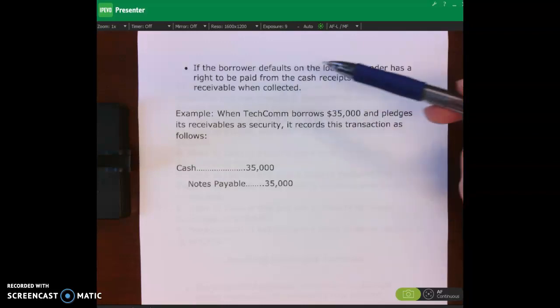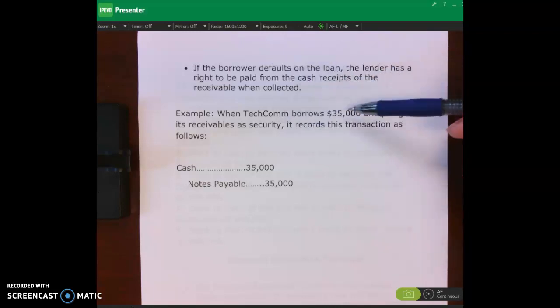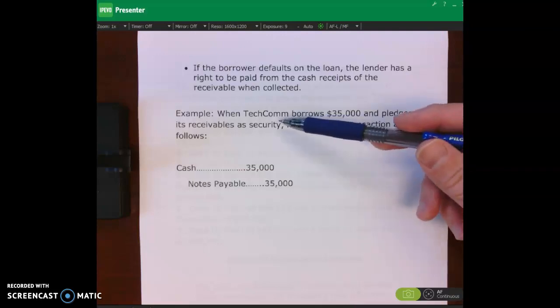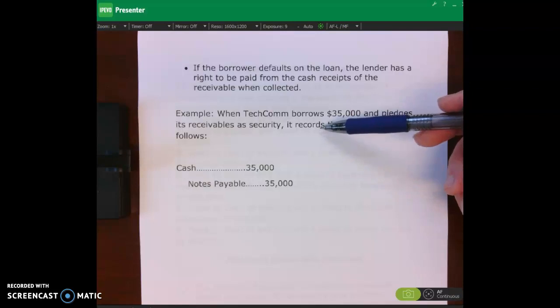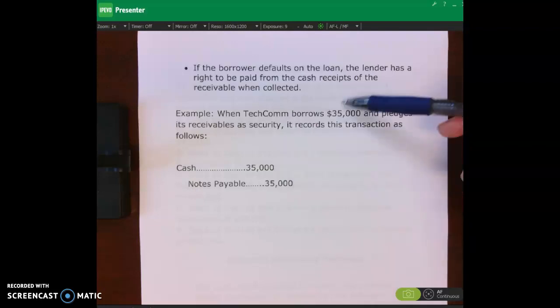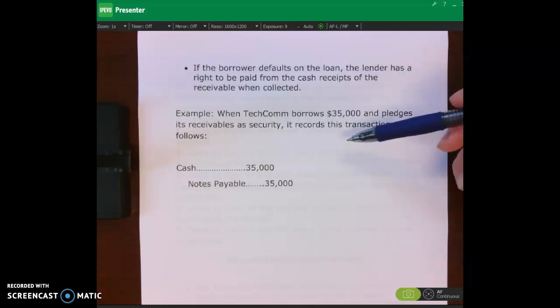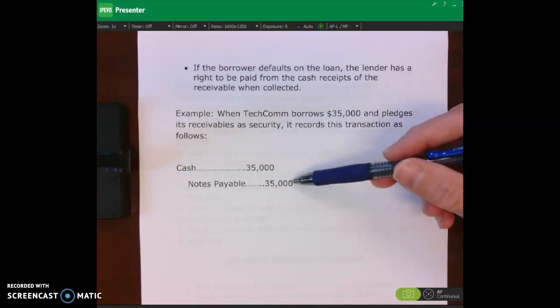when they're paid. Okay? So if we look at this example, when TechCom borrows $35,000 and pledges its receivables as security, here's how it would record the transaction. So basically, they're just taking out a loan. And TechCom should disclose that some of its receivables, and what dollar amount of its receivables, are collateral or have been pledged as security for a loan. They should disclose that, okay? So in this case, when they take out a loan, it's just debit cash and then credit their liability notes payable.